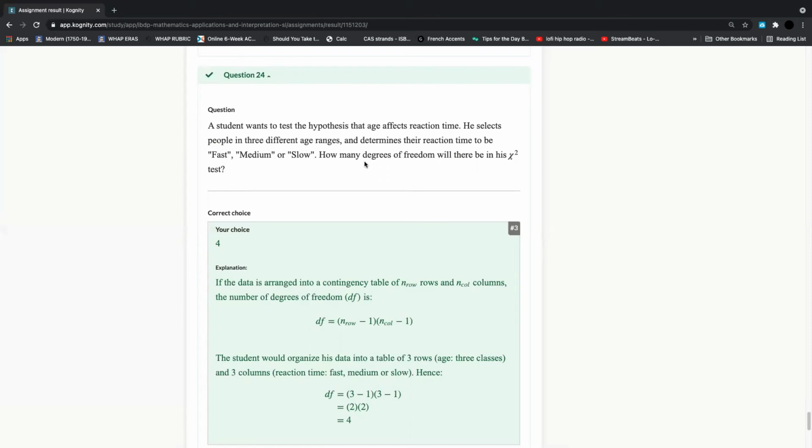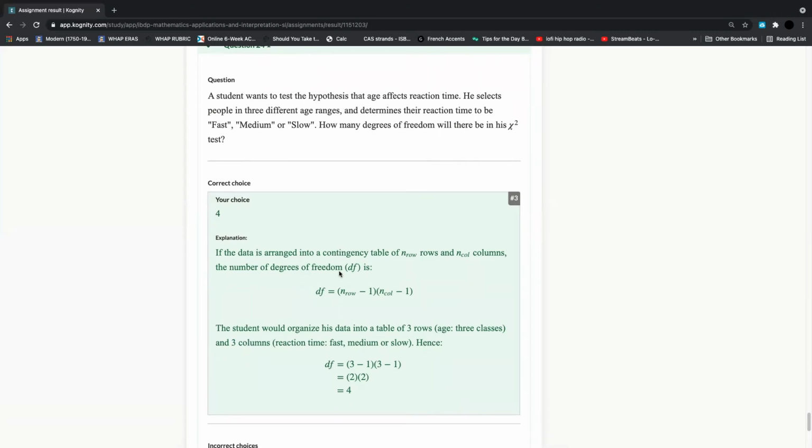He selects people in 3 different age ranges and determines a reaction time to be fast, medium, or slow. How many degrees of freedom will there be in his chi-square test? The formula for the degrees of freedom for a chi-square test of independence is rows minus 1 times the number of columns minus 1. Since we have 3 age ranges and fast, medium, slow, which is 3, you subtract 1 from each of the two values, which gives 2, and then 2 times 2 gives 4.